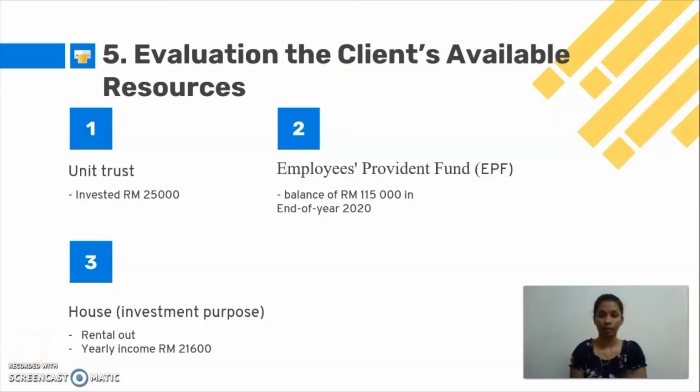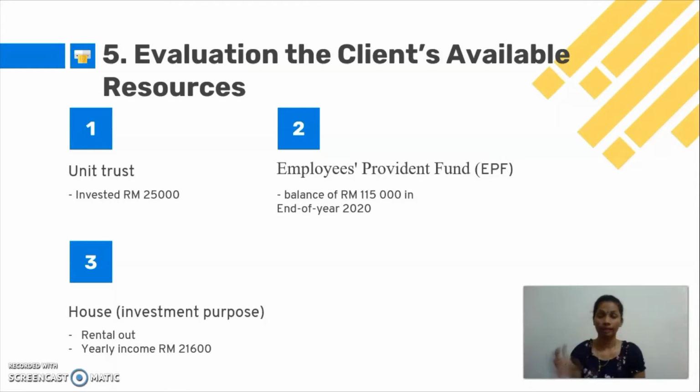The second resource available for Mr. John is the Employees Provident Fund, which is EPF. EPF is a kind of savings account for working people to encourage them to save money for their retirement days. Each month, employees and employers will contribute a certain percentage of their salaries into the EPF account. Employees will contribute 11% of their salary, and employers will contribute 12% into the employees' EPF account.